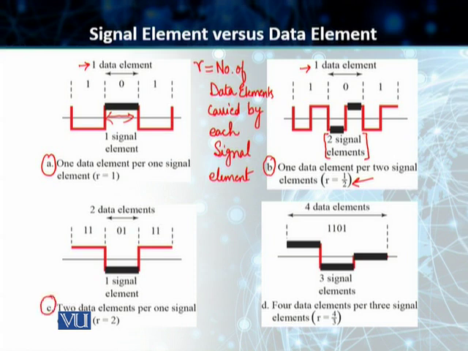Scenario number 3. We have two data elements and we have one signal element. So the ratio r, the value of r, is 2 in this case. Students, last case, we have 4 data elements and these 4 data elements are being carried by 3 signal elements. So the value of r, the ratio r, is 4 by 3.